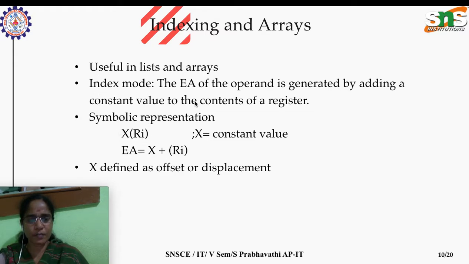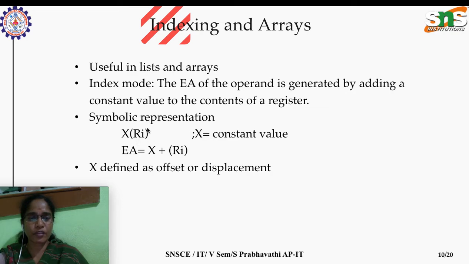Before that, let me tell you the effective address of this indexing mode is generated by adding a constant value to the contents of the register. We will see an example that will make it clear. Just have that knowledge that the effective address is nothing but the location of an operand. So to get the location of an operand in indexing mode, we add the constant value to the register, which gives the effective address.